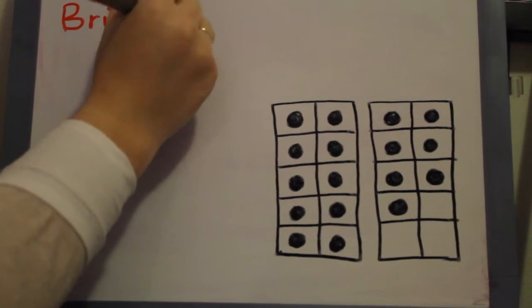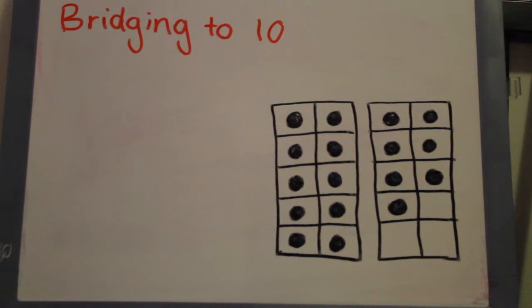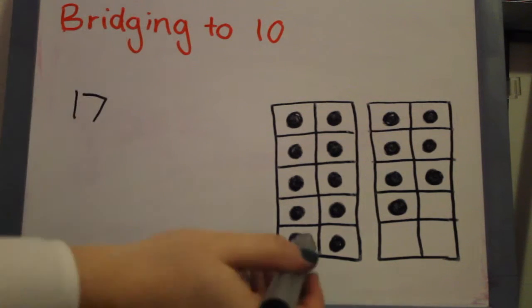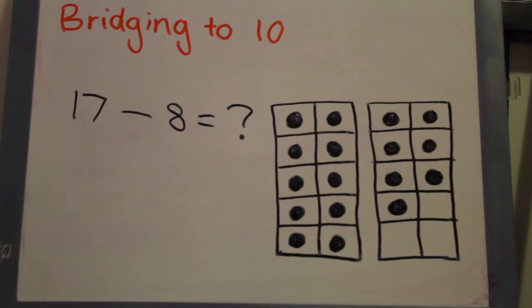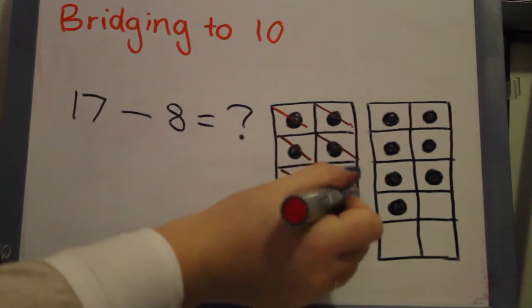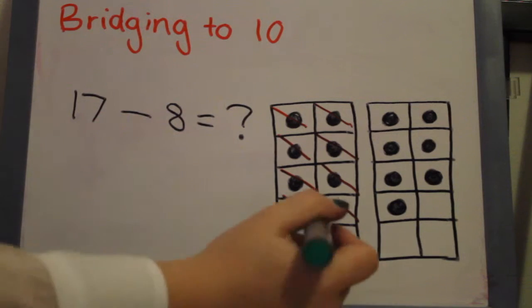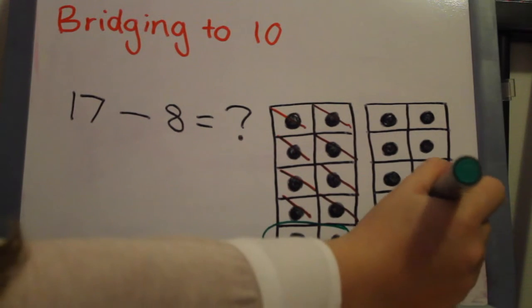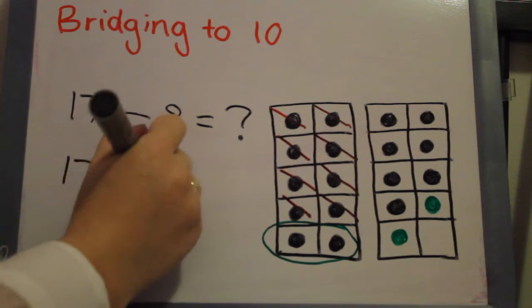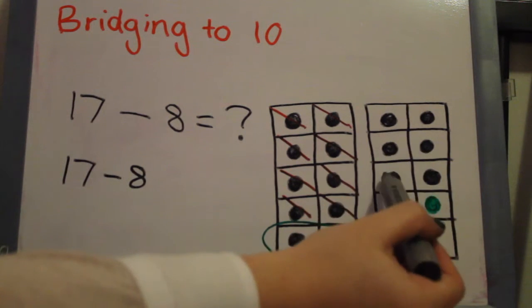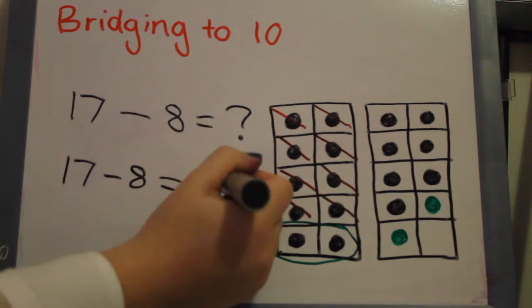Bridging to 10. A 10 frame is useful to show the bridge to 10 strategy when subtracting. Here are 17 dots in two tens frames. When you see 17 minus 8 equals something, cross out 8 from the first 10 frame, then add what is left. Therefore, 17 minus 8 equals 9, as you can see here in the tens frame.